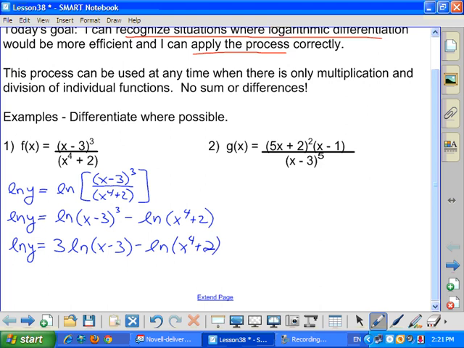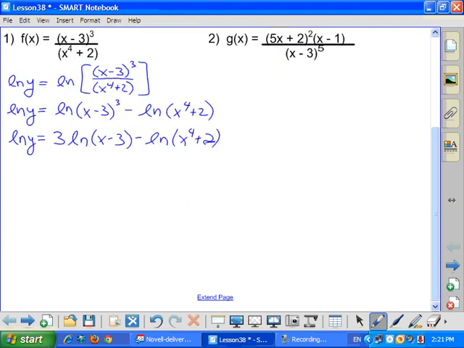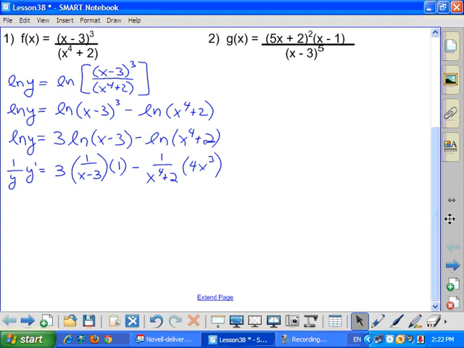So now I'm going to take the derivative on both sides. 1 over y times y prime equals 3 times 1 over the argument multiplied by the derivative of the argument, minus 1 over the argument multiplied by the derivative of the argument. And now I want to get y prime by itself. I want to find the derivative. So in this step, I'm going to multiply both sides by y.